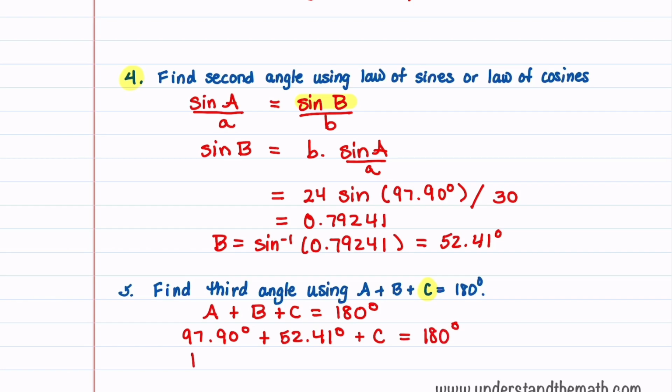This gives 150.31 degrees plus C is equal to 180 degrees. When we subtract 150.31 from 180, we get that our angle C is 29.69 degrees. You should now be able to apply these 5 steps to solve any side-angle-side or any side-side-side triangle.